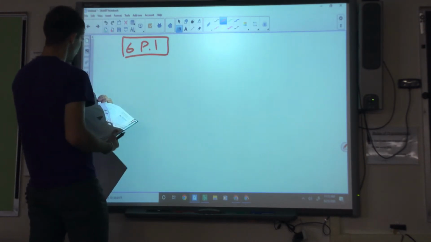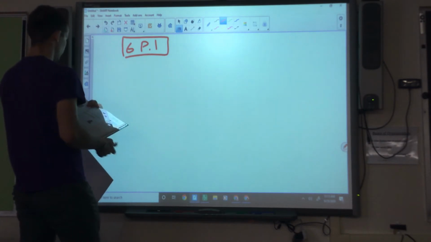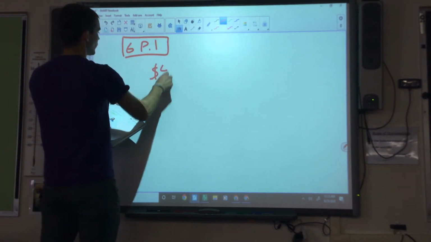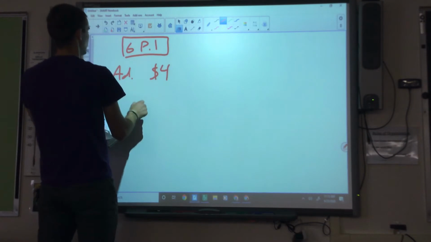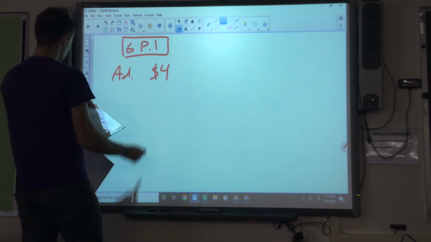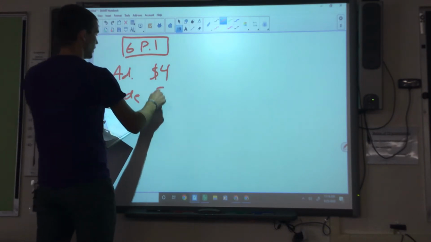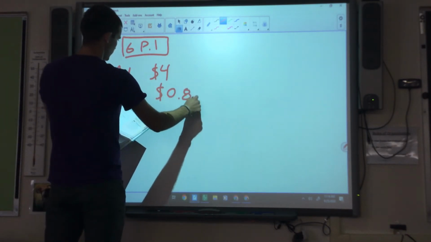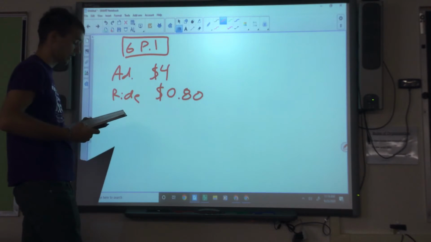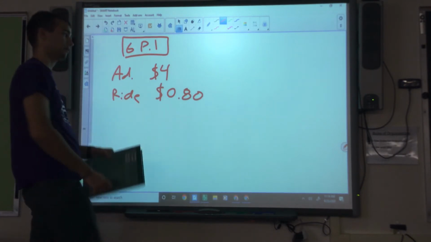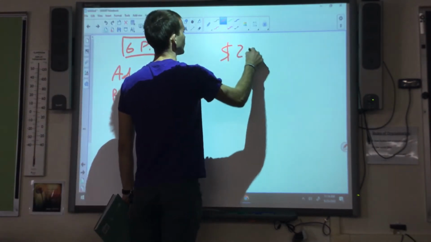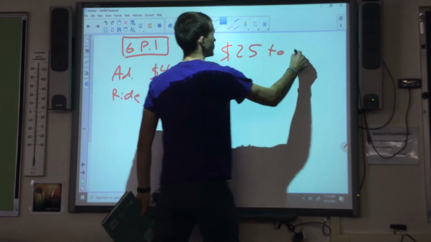So Kelly goes to an amusement park with her friends. The admission fee for the amusement park is $4, and each ride costs 80 cents. They've got $25 to spend. How many rides can they go on?